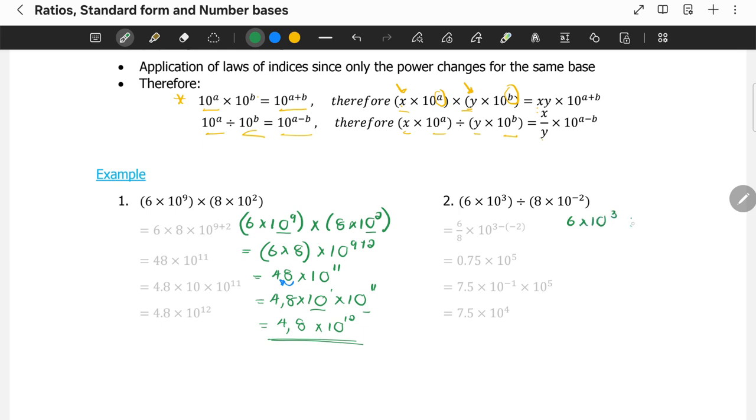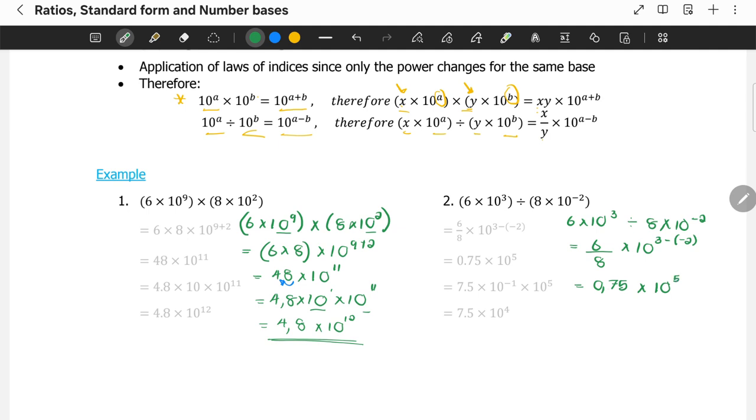And then when we are dividing, so we have 6 times 10 to the power 3 divided by 8 times 10 to the power minus 2. So again, laws of division still count. So 6 divided by 8 times 10 to the power 3 minus 2. Take note of the double negative in this case, because you're subtracting, but then you're dividing by a negative power, so it's going to be minus. 6 divided by 8, that's 0.75 times 10 to the power 3 minus minus 2, that's going to be plus 5, so to the power 5.